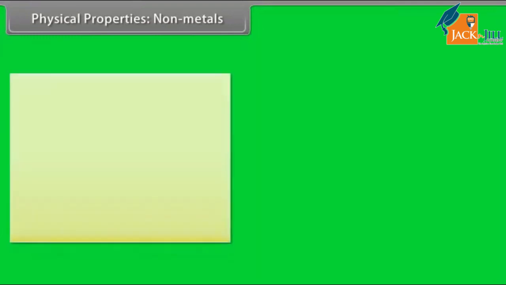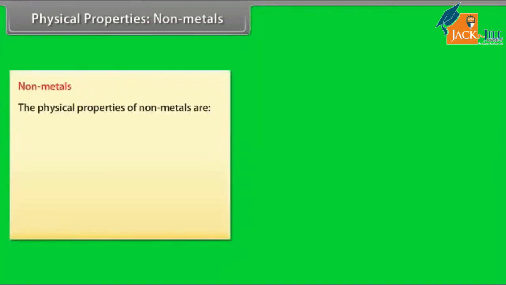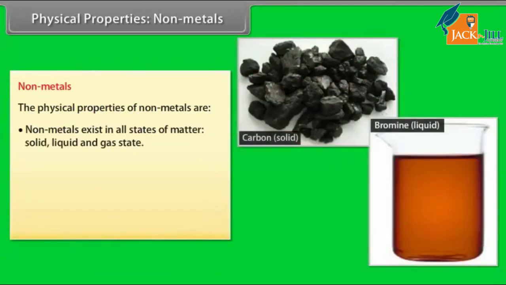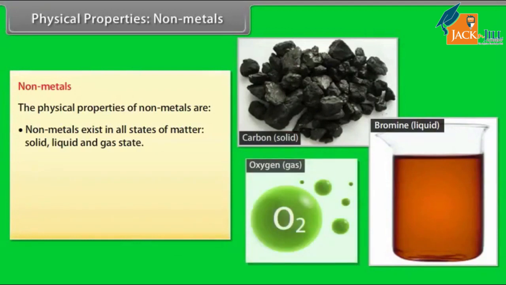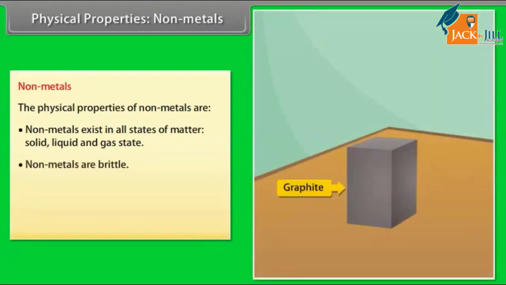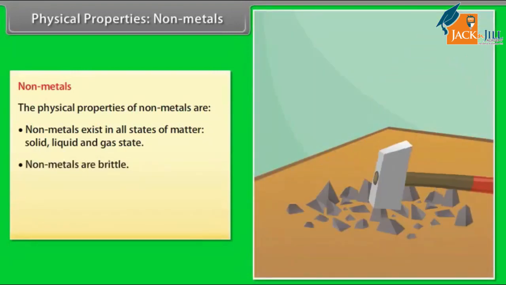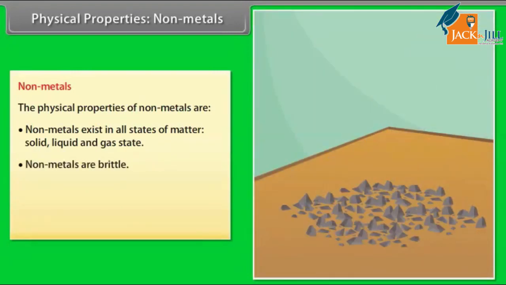Physical properties. Non-metals. Let us now look at the physical properties of non-metals. Physical state. Non-metals exist as solid, liquid, or gas at room temperature. Gas: oxygen, chlorine, fluorine. Liquid: bromine. Solid: carbon. Non-malleable and non-ductile. Non-metals are brittle and cannot be rolled into wires or beaten into sheets.